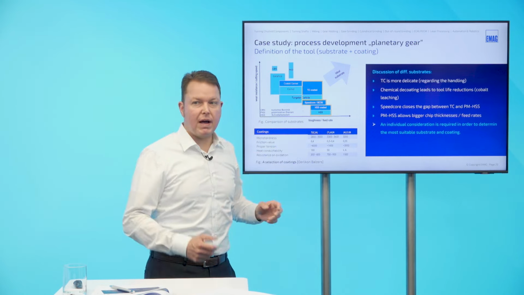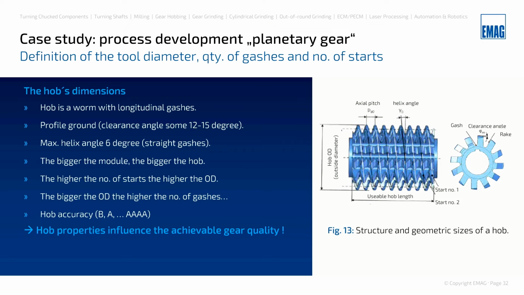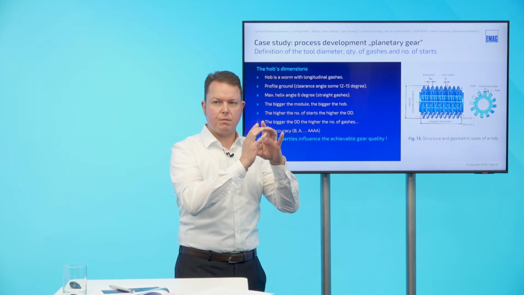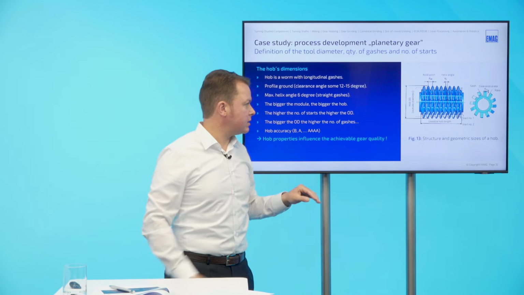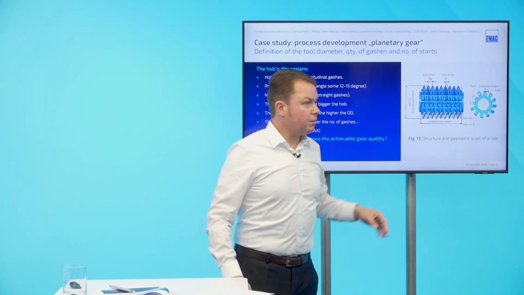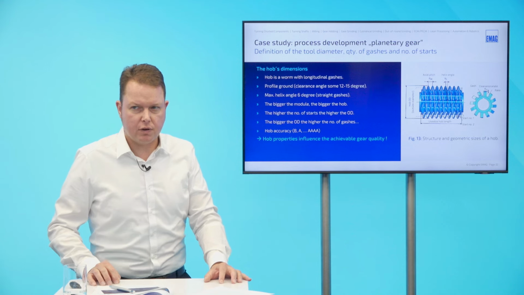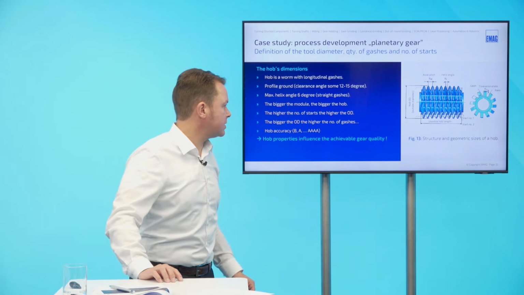For example, when we talk about worm gear hobbing, that is a different issue. There we may have spiral gashes, and this is because the diameter of the hob is given by the worm that engages later with the worm gear. This is a different case. The straight gashes help us also with regard to the cost, because it's way easier to resharpen a hob with straight gashes in comparison to one with spiral gashes.